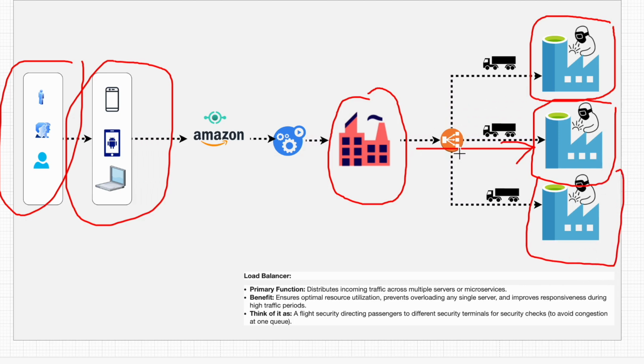So now what is happening? The load balancing is happening. You are getting the data from different factories and you are able to fulfill the demand of the user. So this is a load balancer. It distributes incoming traffic across multiple servers or microservices, ensures optimal resource utilization, prevents overloading any single server, and improves responsiveness. So instead of demand going again and again to a single server, thereby throttling that server, the demand goes to multiple servers and it improves the responsiveness. So let's again see an example.